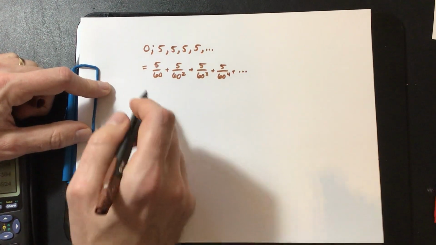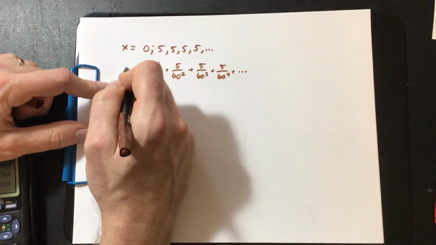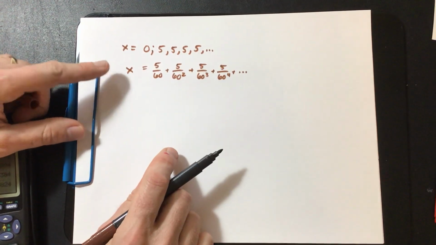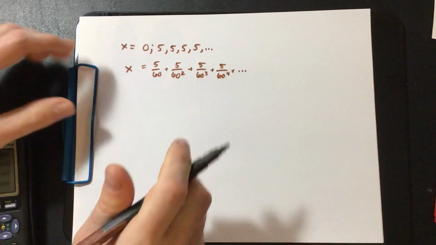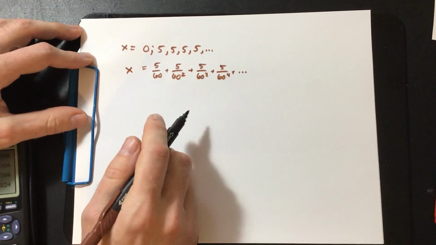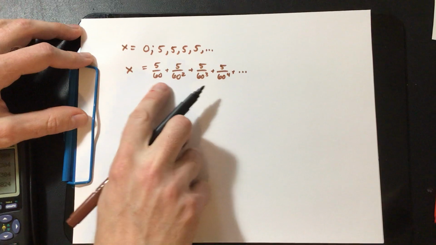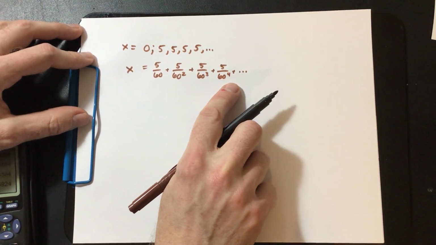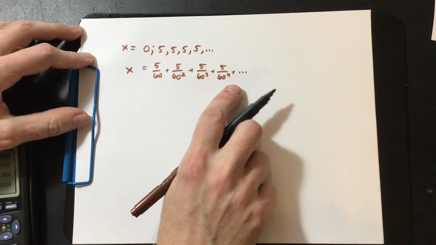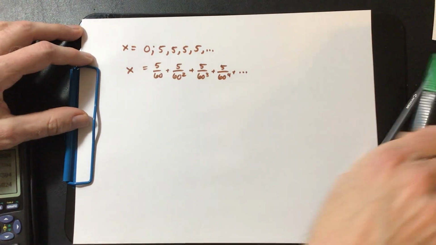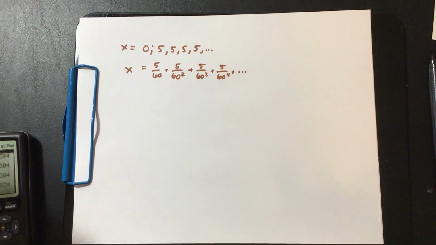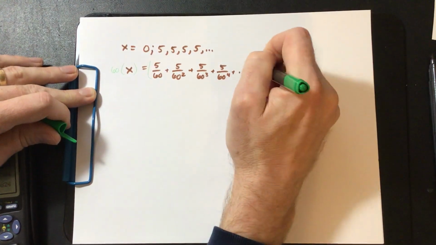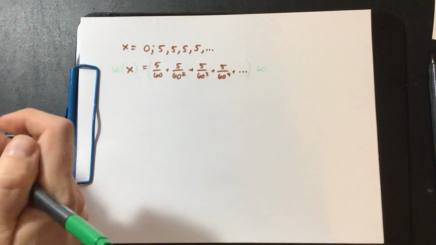Okay, so that's what this number is. If I call this number x, kind of like I'm doing an algebra equation, I'm saying x is equal to that number. Now what I'm going to do is something really weird. I'm not going to try to get a common denominator for these because I actually have an infinite string of them, so I could never do that. Instead, I'm going to multiply both sides by 60.